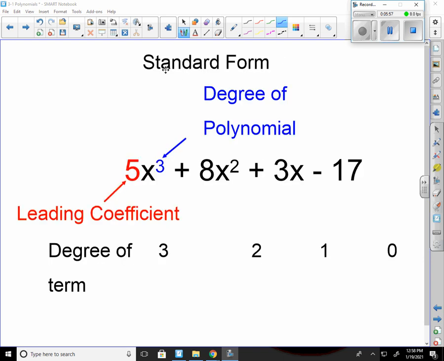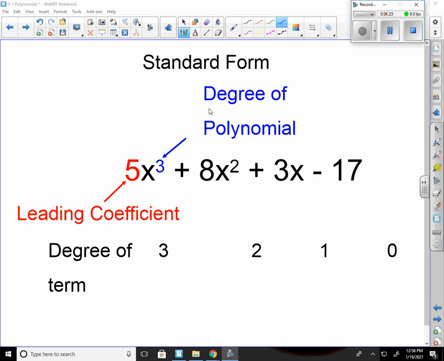So if I put this in standard form, I started with the highest degree, which is to the third power, then plus 8x squared plus 3x minus 17. So the degree of each term: the first one is 3, the second one is 2, the third term is 1, and the last one is 0. So it is in order because the highest came first.